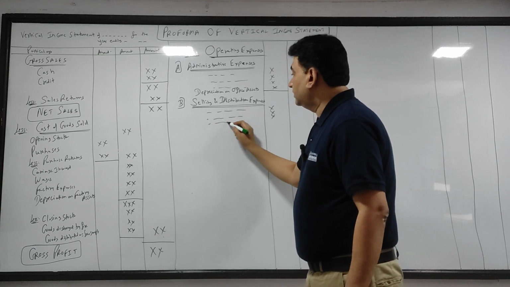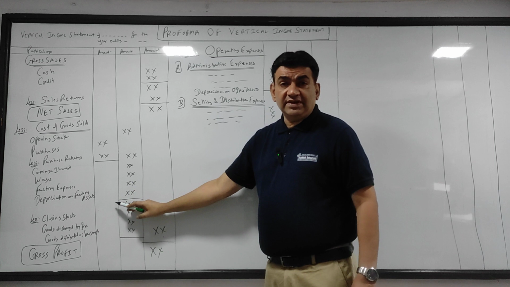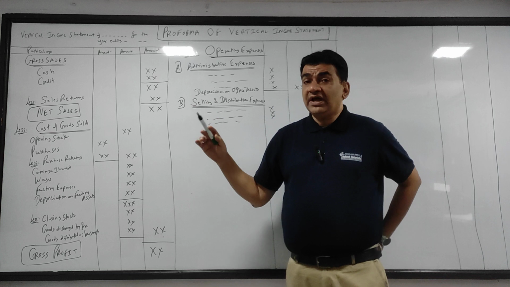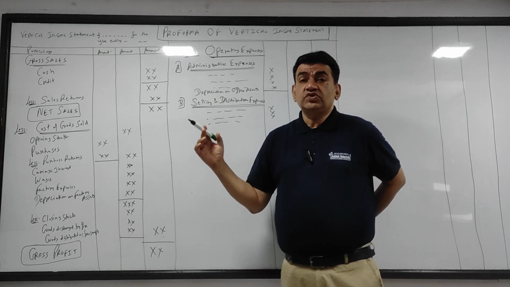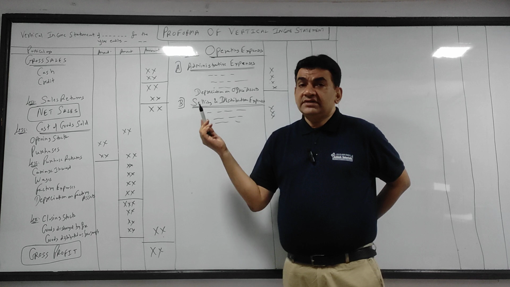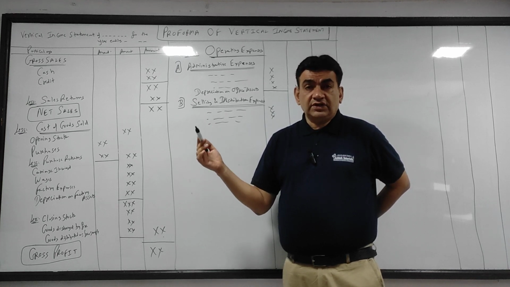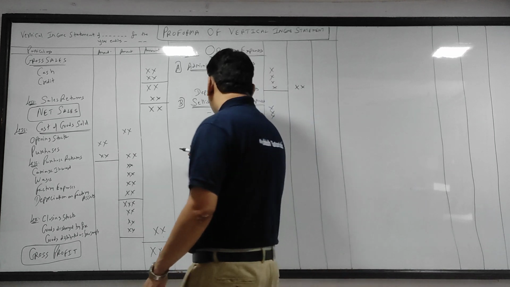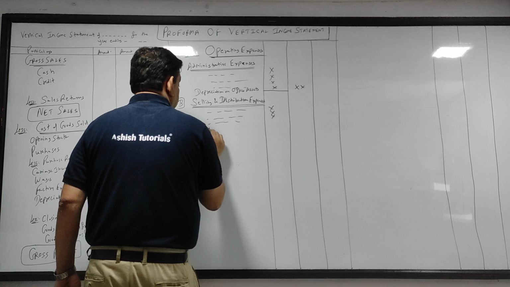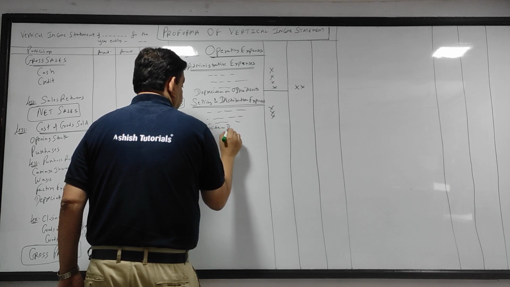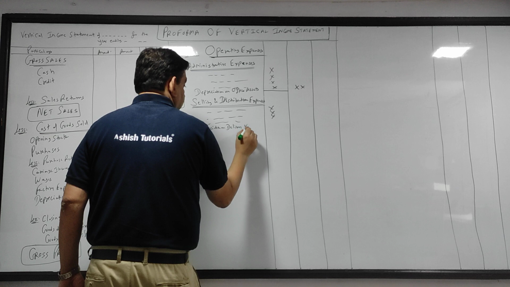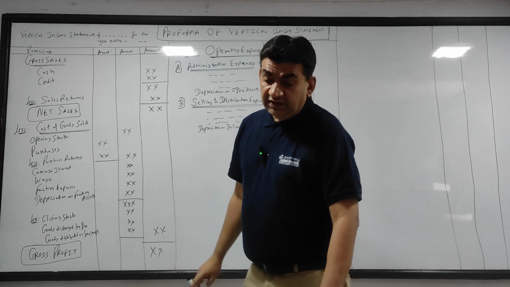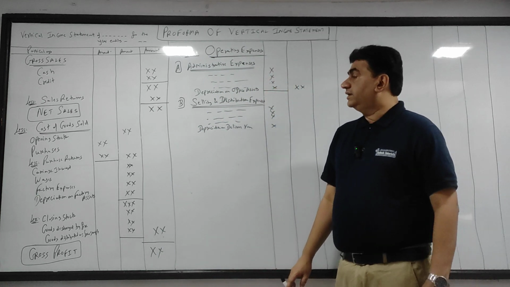Now remember, depreciation on factory assets came here. Depreciation on office assets will come here. Now in case you are having any assets which is used for selling and delivering the goods, you have a delivery van, tempo truck to deliver the goods to the customer. So depreciation on delivery van will come here. Got it?